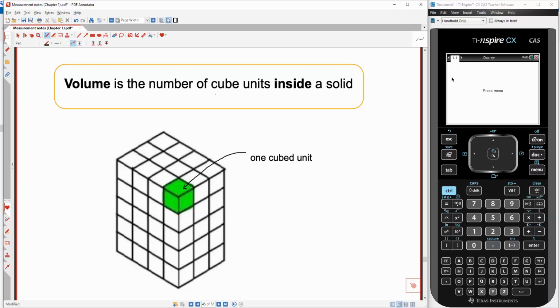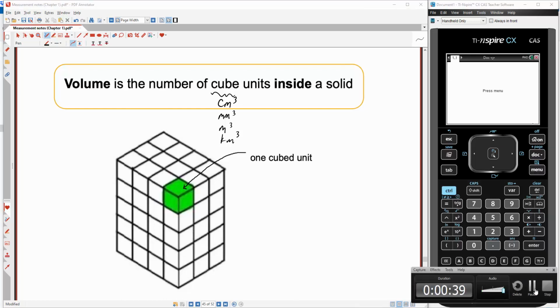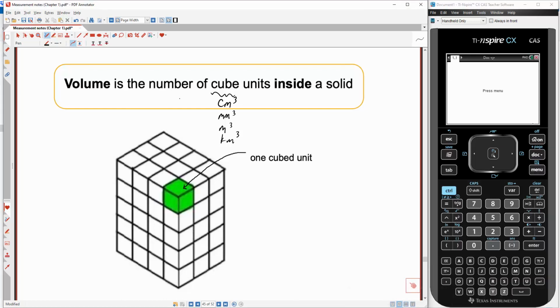So volume is the number of cube units inside a solid. And remember, cube units can be like centimeters cubed, millimeters cubed, meters cubed, or kilometers cubed if we look at the metric system. Now the basic premise behind finding a volume of a prism is that we find the area of the cross section multiplied by the height of the shape.